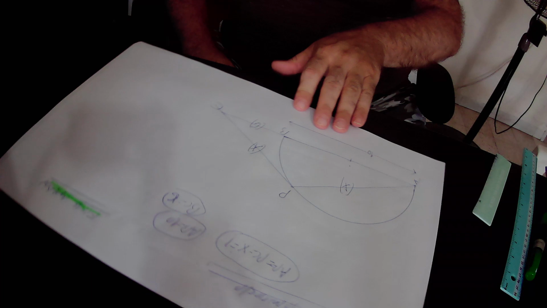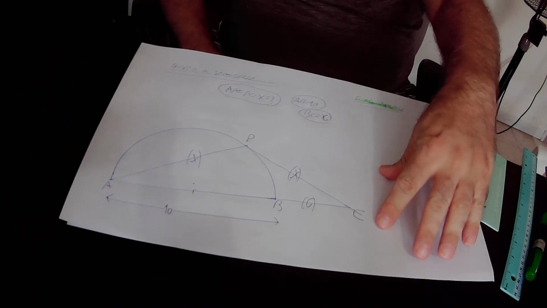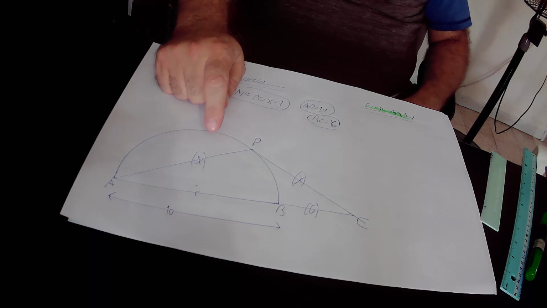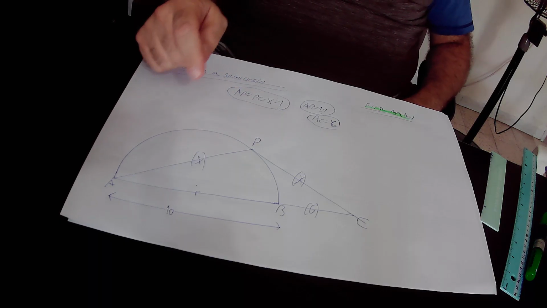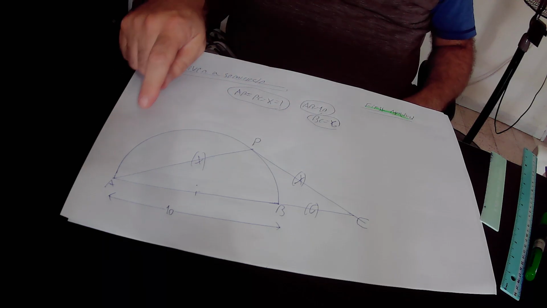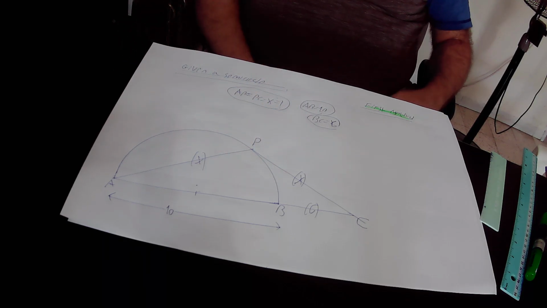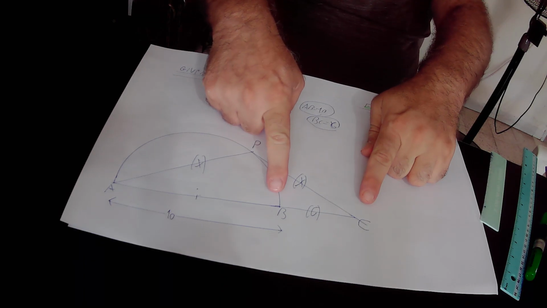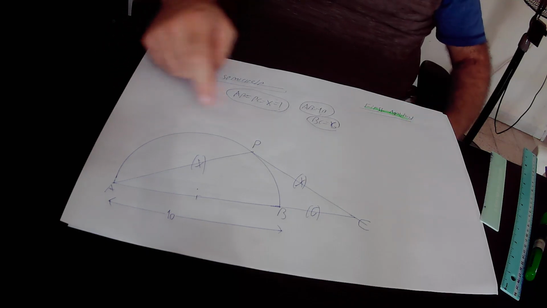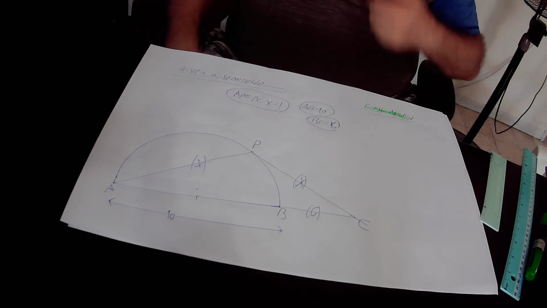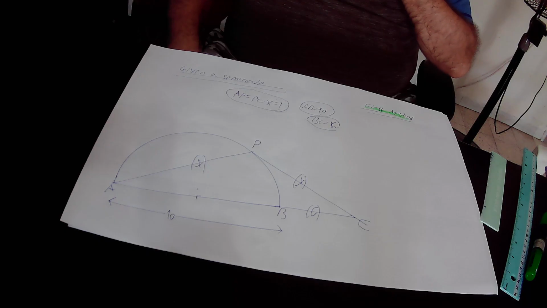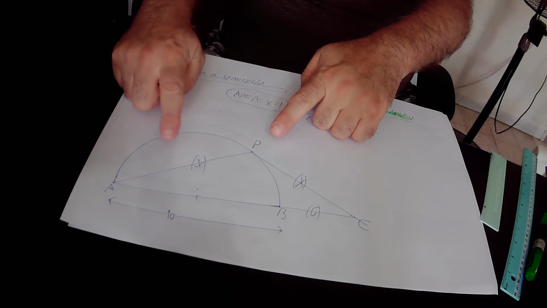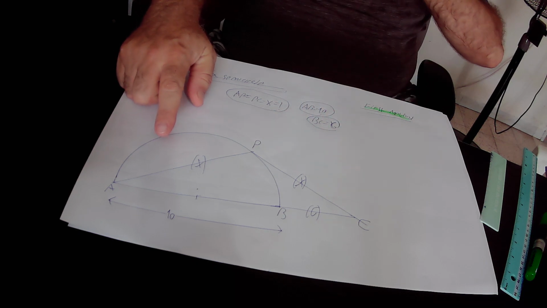In the second question, our task is to find out the length of line AP, which equals x. We have to find the value of x. In the drawing, we have a semicircle. AB equals 10, that is to say the diameter of this semicircle is 10. BC equals 6 units in length. AP equals PC equals x.